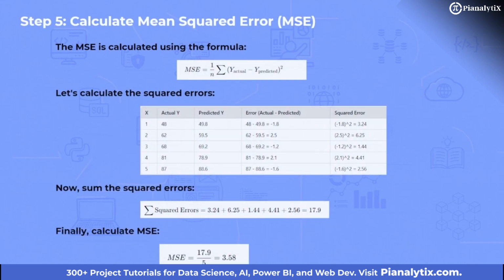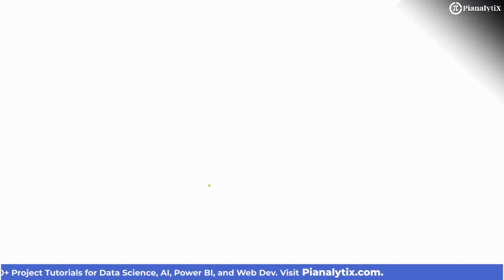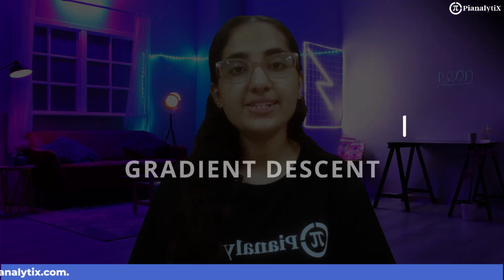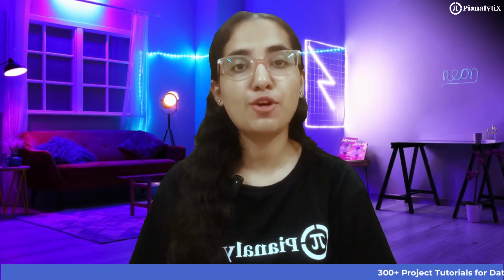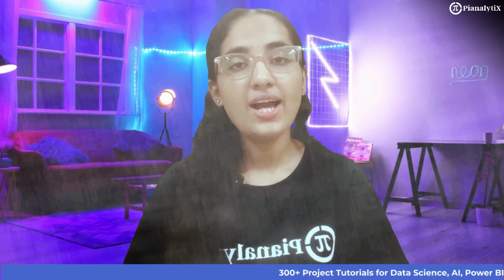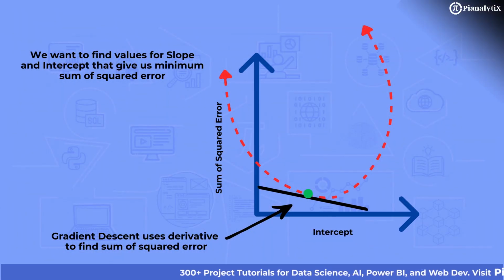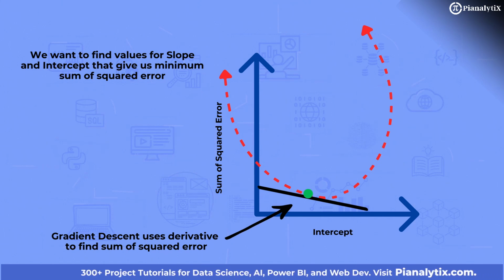The error is the distance between the actual data points and the predicted points on our line. Our goal is to minimize this error. To do that, we need a method called gradient descent. Gradient descent is an algorithm that helps us minimize the error by adjusting the values of m and c over time. Here's how it works. After each iteration, we calculate the error and tweak the values of m and c to bring the line closer to the data points. With every iteration, the line gets better at predicting values.